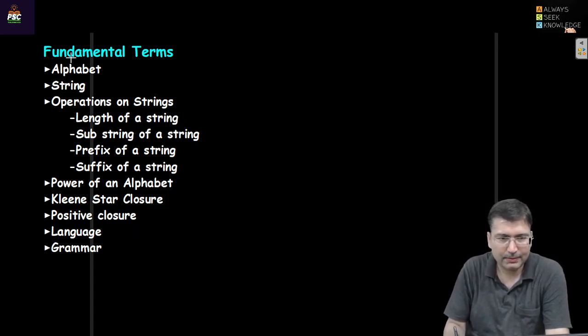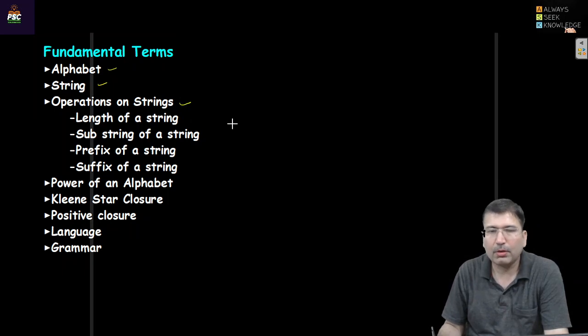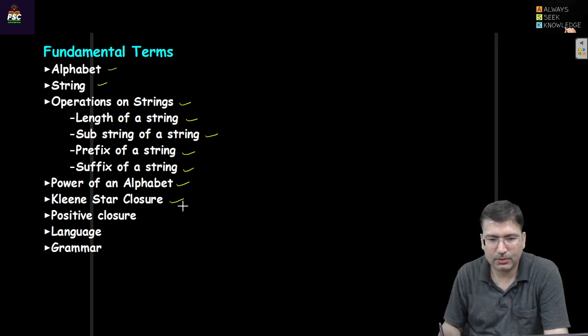In this lecture, we are going to talk about the alphabet, strings, and a few operations on strings, like how to calculate the length of a string, how to find the substring of a string, how to find the prefix of a string, the suffix of a string, then how to find the power of an alphabet, then Kleene closure or Kleene star closure, positive closure, what is a language, how to define it, and what is a grammar. Okay, so let's begin the discussion.